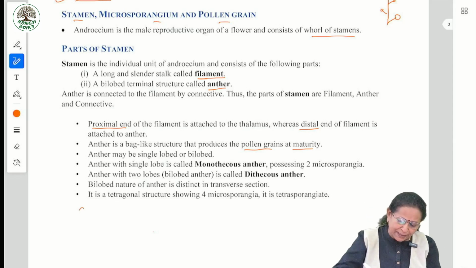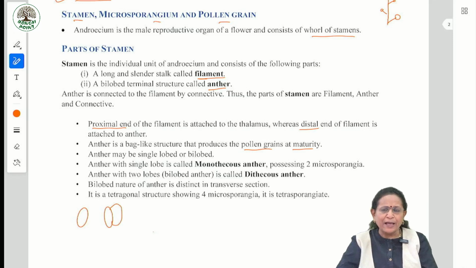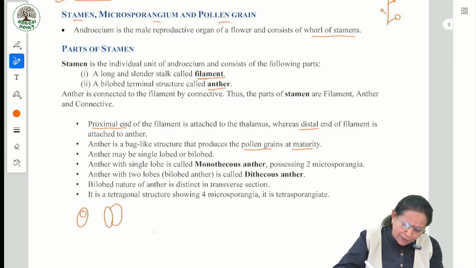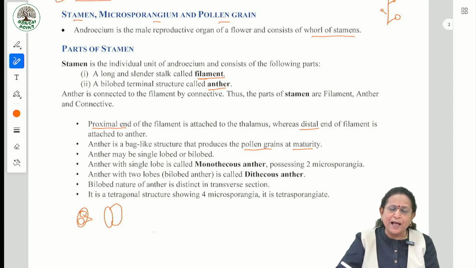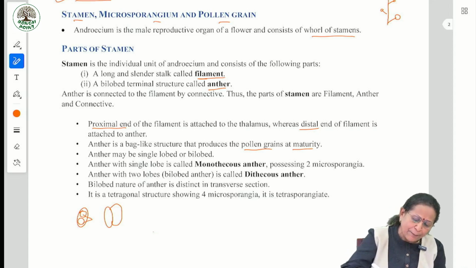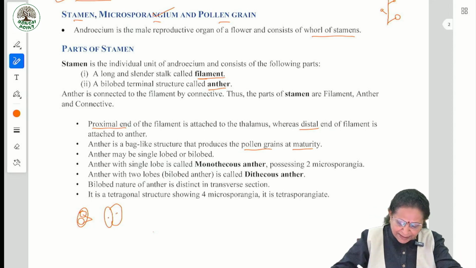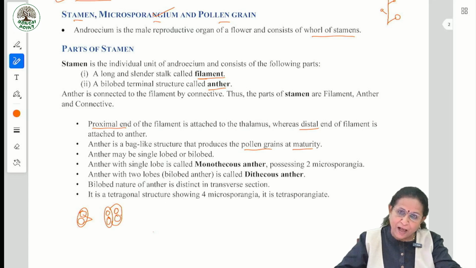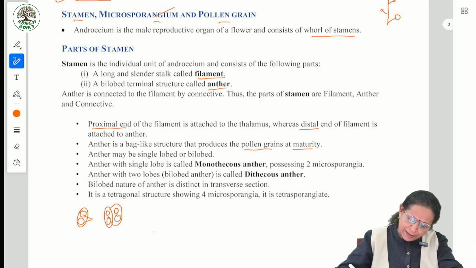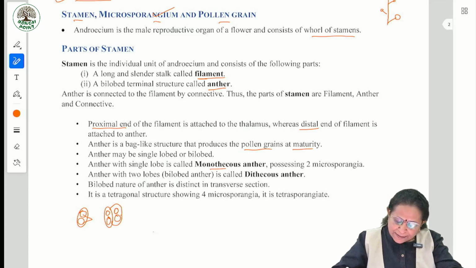The anther may be single-lobed or it may be bilobed. Even though it is single lobed, it has two circular or cylindrical structures which are called microsporangium. Thus, in a Dithecous anther, we find 1, 2, 3, 4 microsporangia. Okay. Single lobed anther is said to be monothecous anther, bilobed is said to be dithecous anther, and it is tetragonal structure showing 4 microsporangia, that is tetrasporangiate.